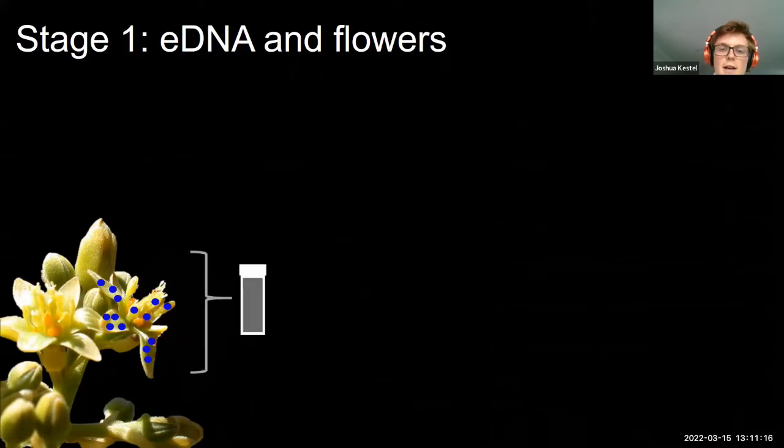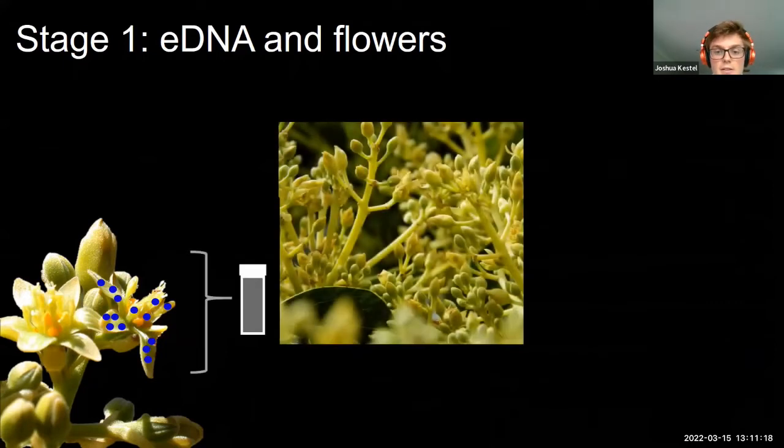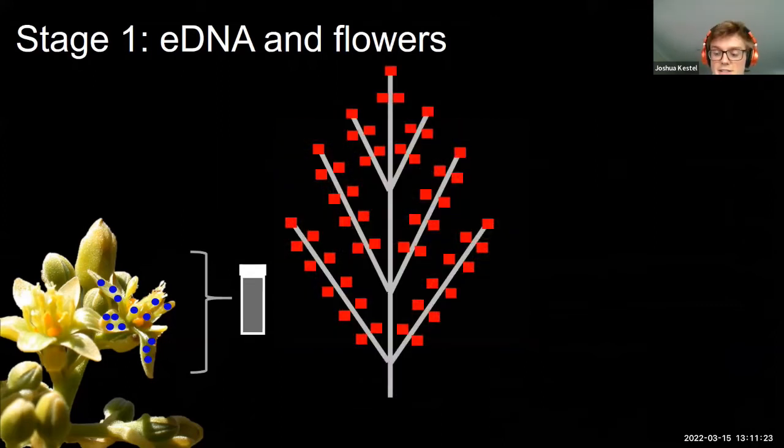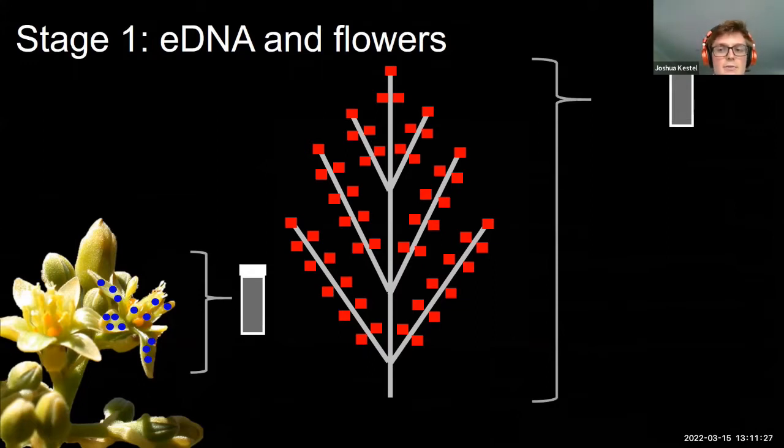We can take this flower as a sample, or in the case of avocados, which are mass flowering species, we can take an entire inflorescence. And that inflorescence can form our sample. We can then extract the DNA from that sample and amplify up just the insect DNA using insect primers.